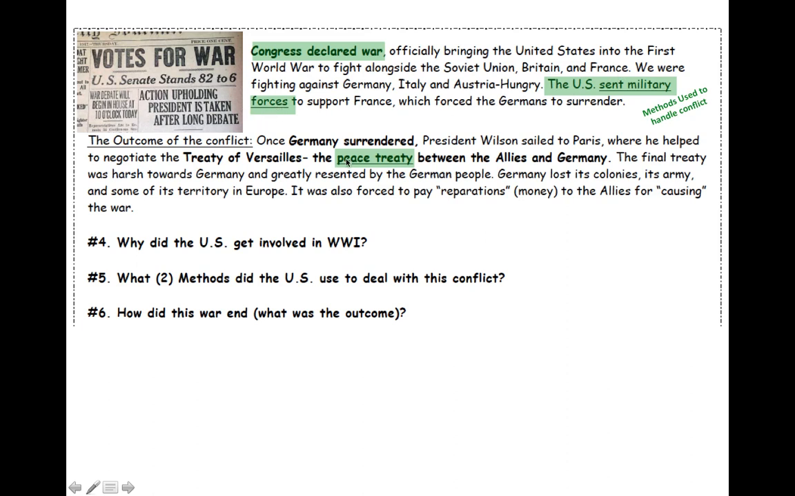The other one here is highlighted in green for you as well, but we're going to get to that in a second. This image of this newspaper shows you, it says votes for war. U.S. Senate stands 82-6. So again, remember, Congress declares war, and one half of Congress is the Senate, and they are voting yes to declare war.